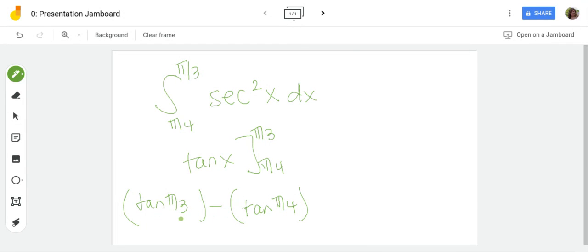So let's see, the tangent of pi over 3. I have to think on the unit circle here. All right, where am I at pi over 3? Well, pi over 3 is 60 degrees. So that's over a little and then up a lot. So my tangent is sine over cosine, that'd be the y-coordinate over the x-coordinate. So that's going to be radical 3 over 2 divided by half, which is going to be radical 3. And then pi over 4 is in the middle, so that's your radical 2 over 2, radical 2 over 2. And tangent is y over x, so that's going to be 1. So that's my answer. Radical 3 minus 1 would be the answer to this integral.